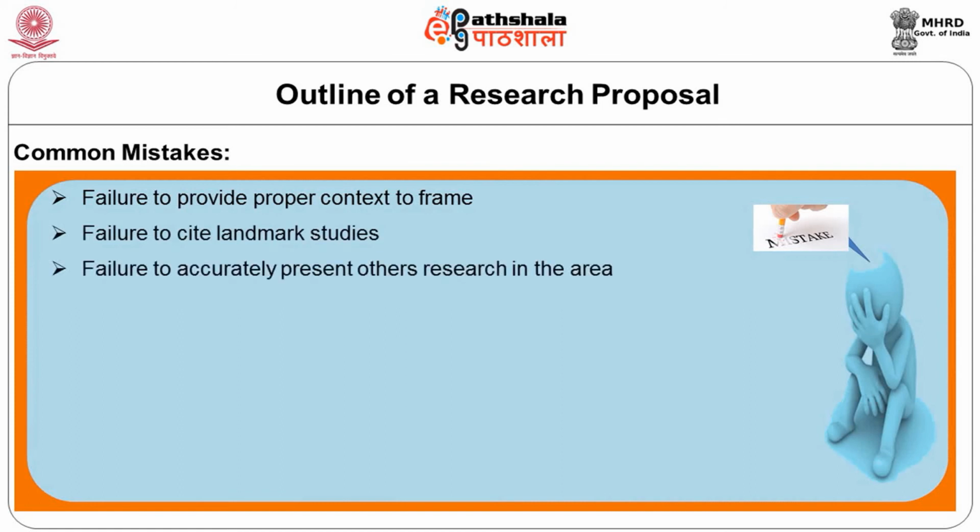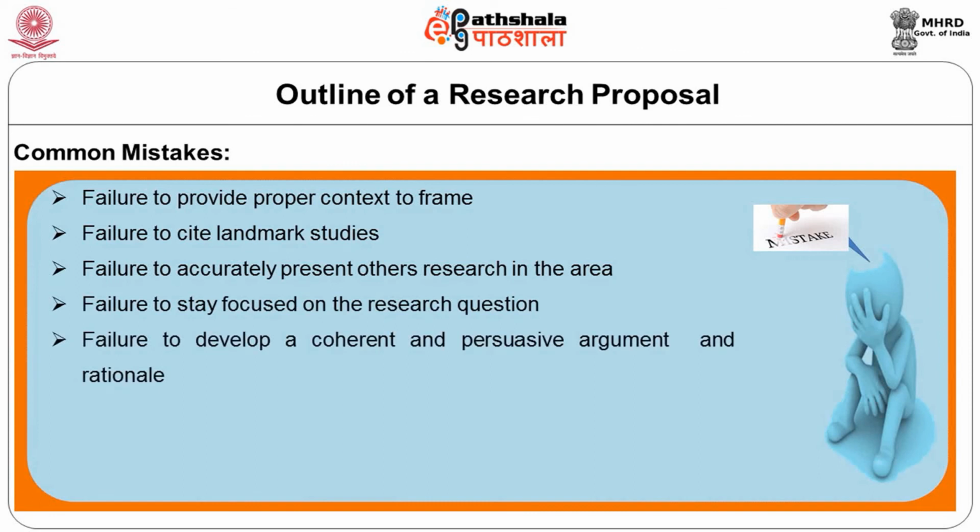Then failure to accurately present others' research in the area. You may be citing others' research, but you should be presenting that research accurately. You cannot twist facts. And failure to stay focused on the research question. You may have a research question in mind, but if your proposal gives an impression that you've digressed from your research question and you are looking into various other things which are not pertinent to the question that you've raised, then the research proposal can be shot down. Then failure to develop a coherent and persuasive argument and rationale. If you can't give proper rationale for your work, then also the research proposal can go haywire.